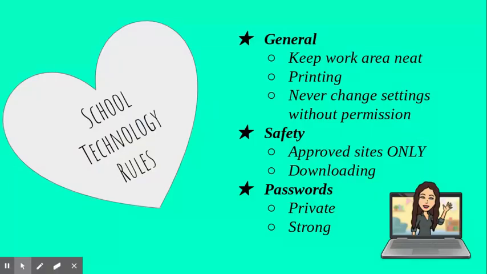Okay, so right now we're going to learn about the school technology rules. In general, you want to make sure that you're following these rules, especially while in the media center. You want to keep your workspace clean and neat. However you find it is how you should keep it. Make sure it's extra neat. Be gentle with all devices and do not eat or drink near these devices. We know how expensive technology can be. You can only print something if you ask for permission first. And last but not least, never change the settings on the computer or Chromebook without asking for permission first.